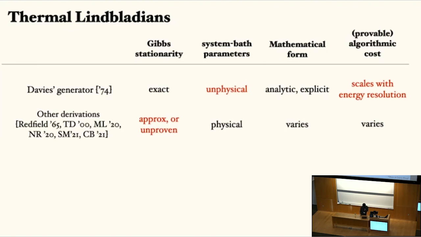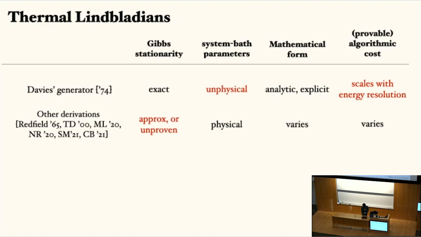Okay. And there are these other Lindbladians that are slightly more physical. They're some kind of variation of the Davis generator, where we relax some of the derivation. Then you get all sorts of slightly different forms. It's hard to say which one is the best. They also have their own considerations. But I would say one thing in common is that they're all approximate in some way.